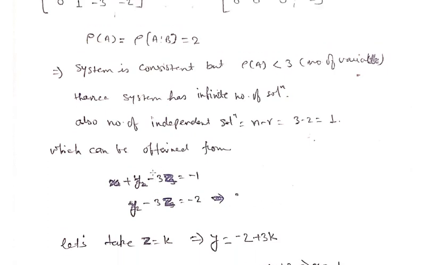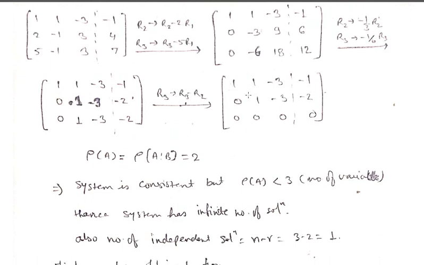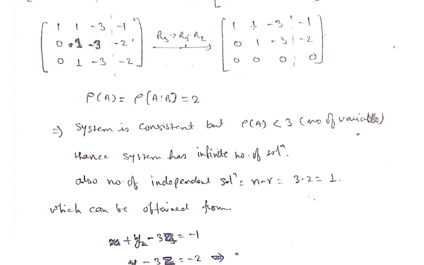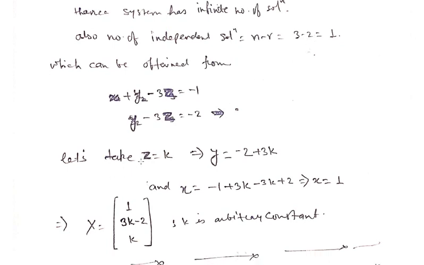So to find that solution, we construct a system of equations from this reduced echelon form matrix. So we get x plus y minus 3z is equal to minus 1, and from the second equation we get y minus 3z is equal to minus 2. So let's take z is equal to k from here. So we get y is equal to minus 2 plus 3z, and now putting the values of y and z in the first equation, we get x is equal to 1. So the solution vector will be 1, 3k minus 2 and k.